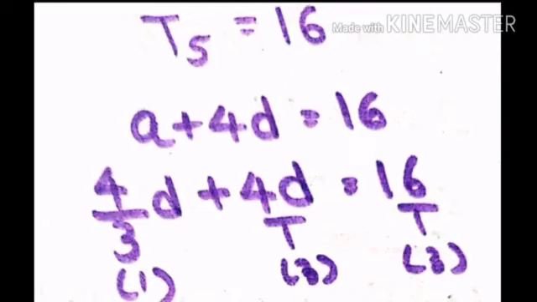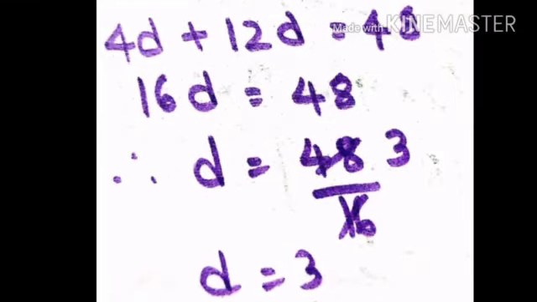So using the formula, A plus 4D is equal to 16. Now that relation of A is equal to 4/3 D, I substitute here. So 4/3 D plus 4D is equal to 16. Now taking LCM all together, LCM is 3. So now we will convert this equation into a linear form by taking the LCM. So here I get 4D plus 12D is equal to 48. So 16D is equal to 48. Now D is equal to 48 by 16, so D is equal to 3.